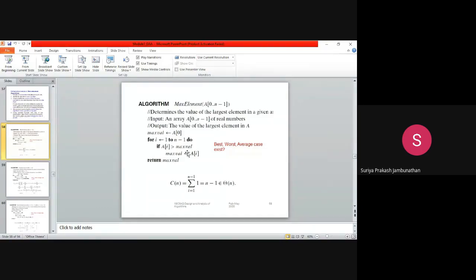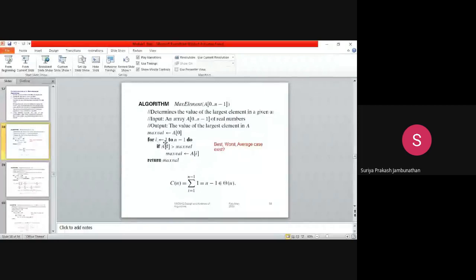A of 2 greater than max val. What is A of 2 value, students? 15. Very good. 15 is greater than max val. What is the max val currently? 10. Very good. So 15 is greater than 10. Is the condition true or false? True. So the max val will be updated: A of 2 will be stored in max val. A of 2 value is 15, so 15 will be updated in max val. Now max val will be 15.